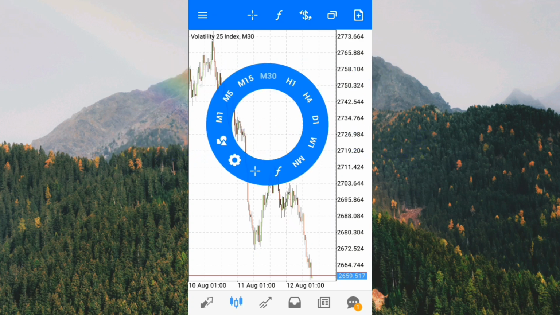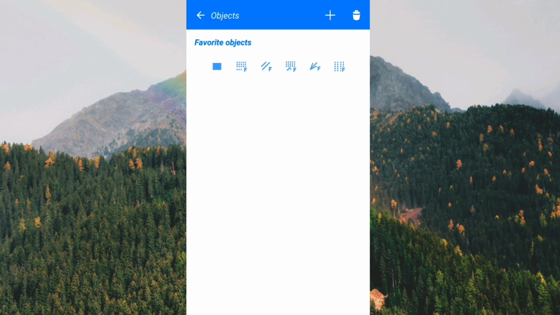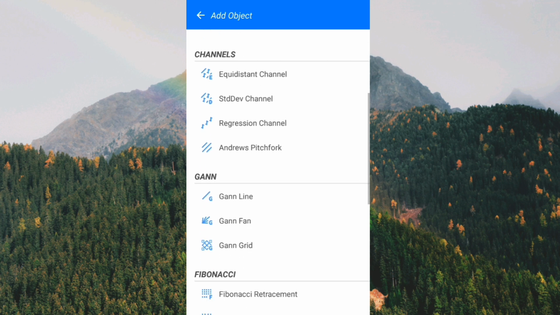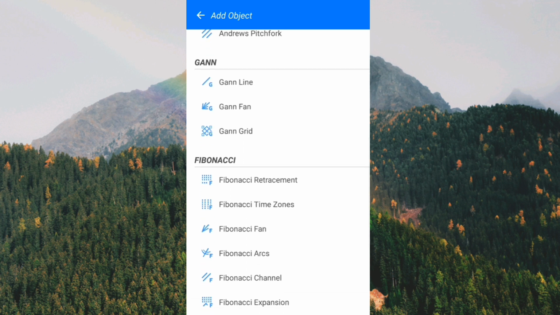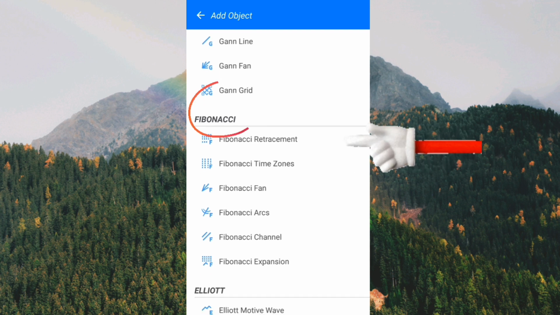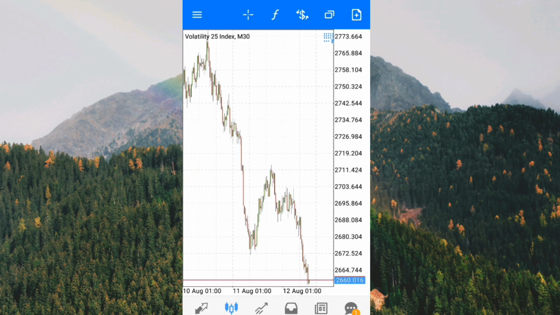You just click on your screen and this tiny little circle will appear over here. Now to add the Fibonacci, we click the plus button and you can see there are lines, there are channels, there are gann tools, there's a Fibonacci. Now in the Fibonacci section, you just click the Fibonacci retracement. After clicking the Fibonacci retracement, it will appear here as a tiny little F.